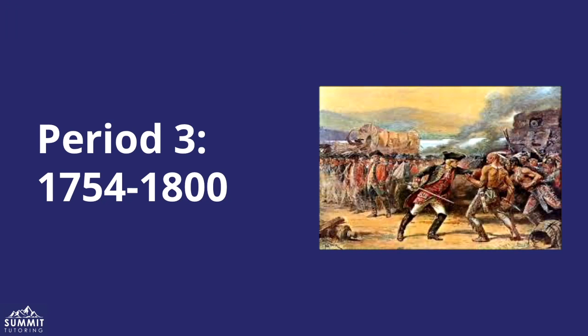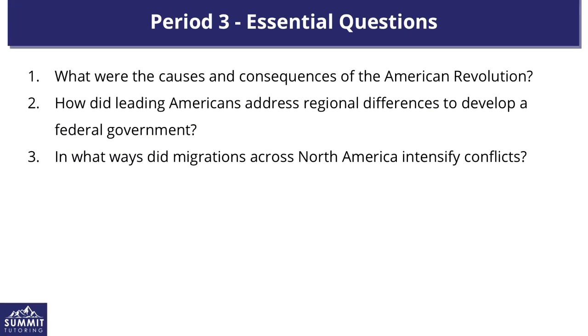Period 3 is 1754 to 1800, and this is the first period that you may see a DBQ on, okay? So this one is extra important to pay attention to, and from period 3 to period 7, that's what you're going to see on the test. So let's dive in.